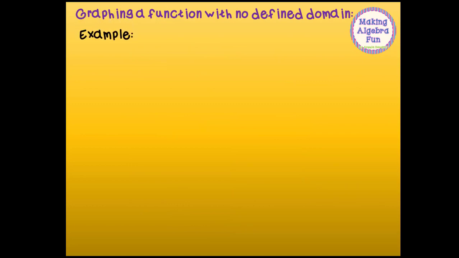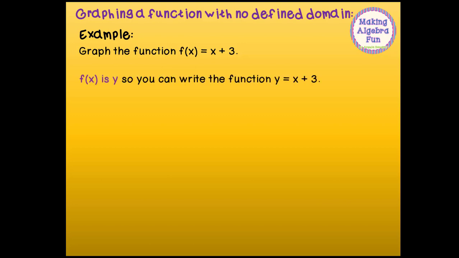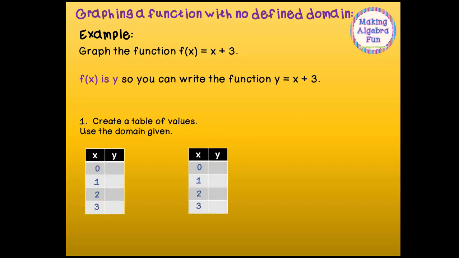Now, if you're not given a defined domain, we can choose our own. So you can see f of x equals x plus 3. We're going to replace the f of x with y. So we're working with y equals x plus 3. I'm going to create a table of values, but here's the thing. I'm not given any official domain. I'm picking my own. 0, 1, 2, 3, that works for me. You can use any numbers you want. You want to focus on the fact that this is a sample.